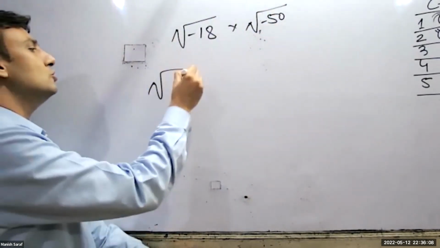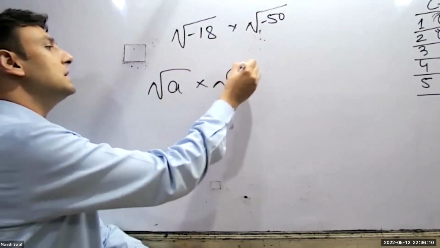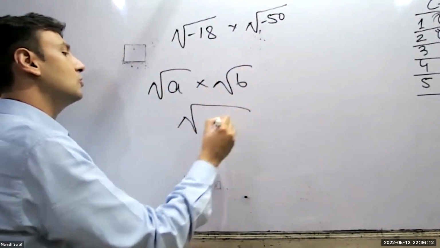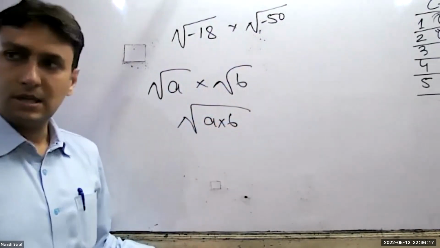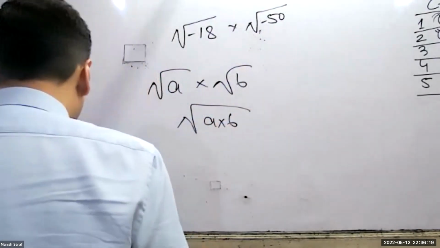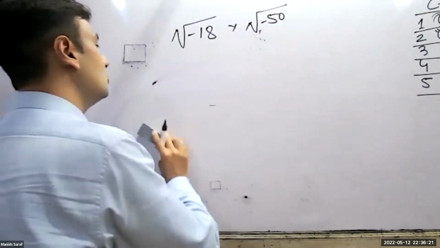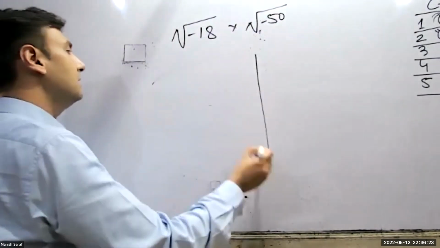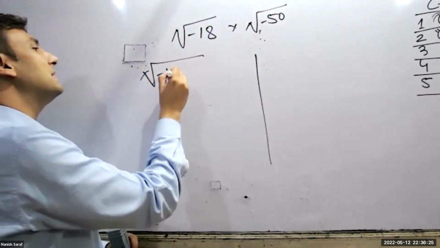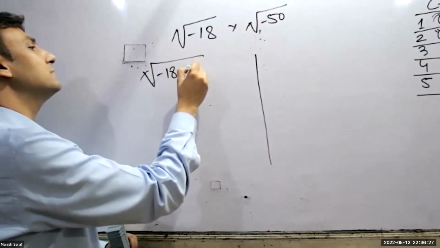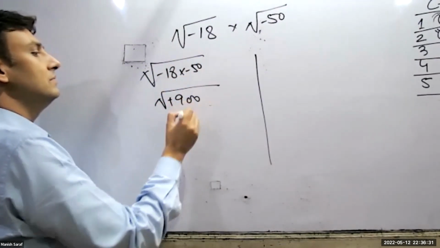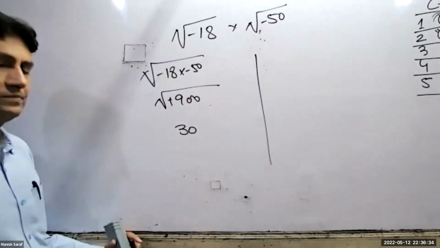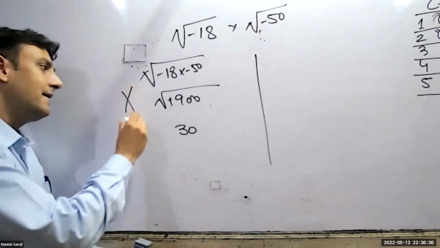Arithmetically, अगर मुझे root of A into root of B निकालना होता है, तो मैं इसको ऐसे कर देता हूँ. Root of A into B. Okay? ये clear है? Now, but the problem here is, let's say you do that. We get root of minus 18 into root of minus 50, which can be written as root of plus 900, which is equal to 30. But this is wrong. Why?